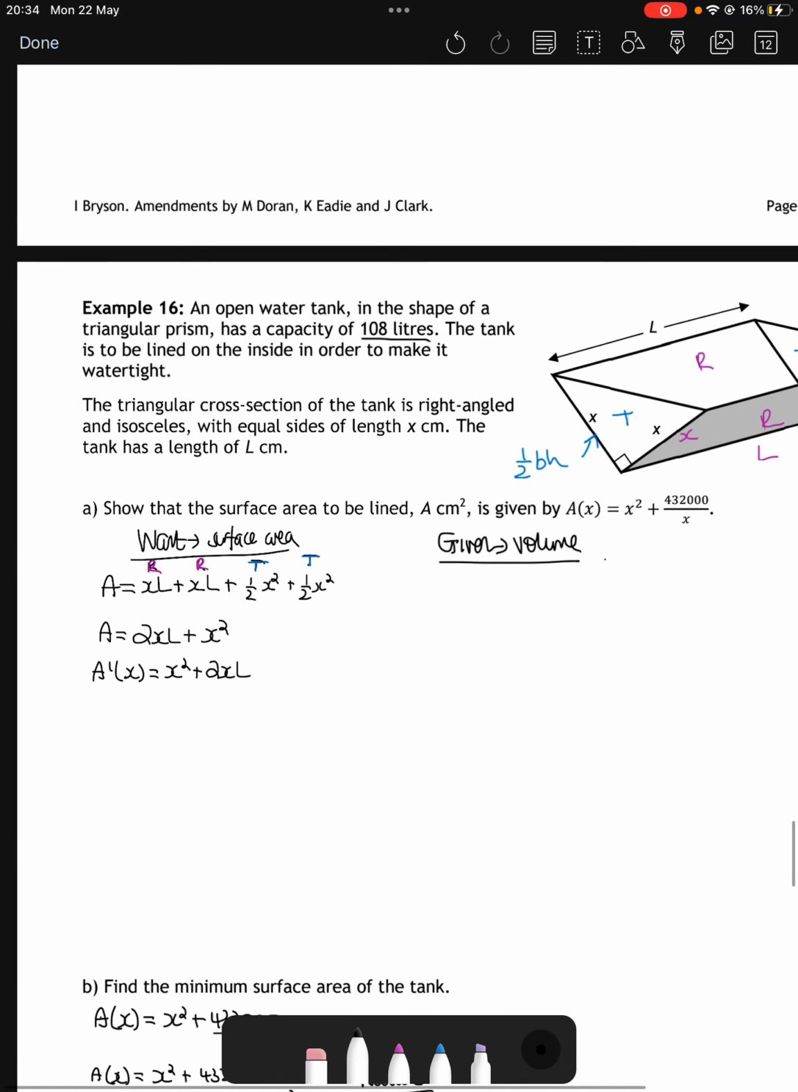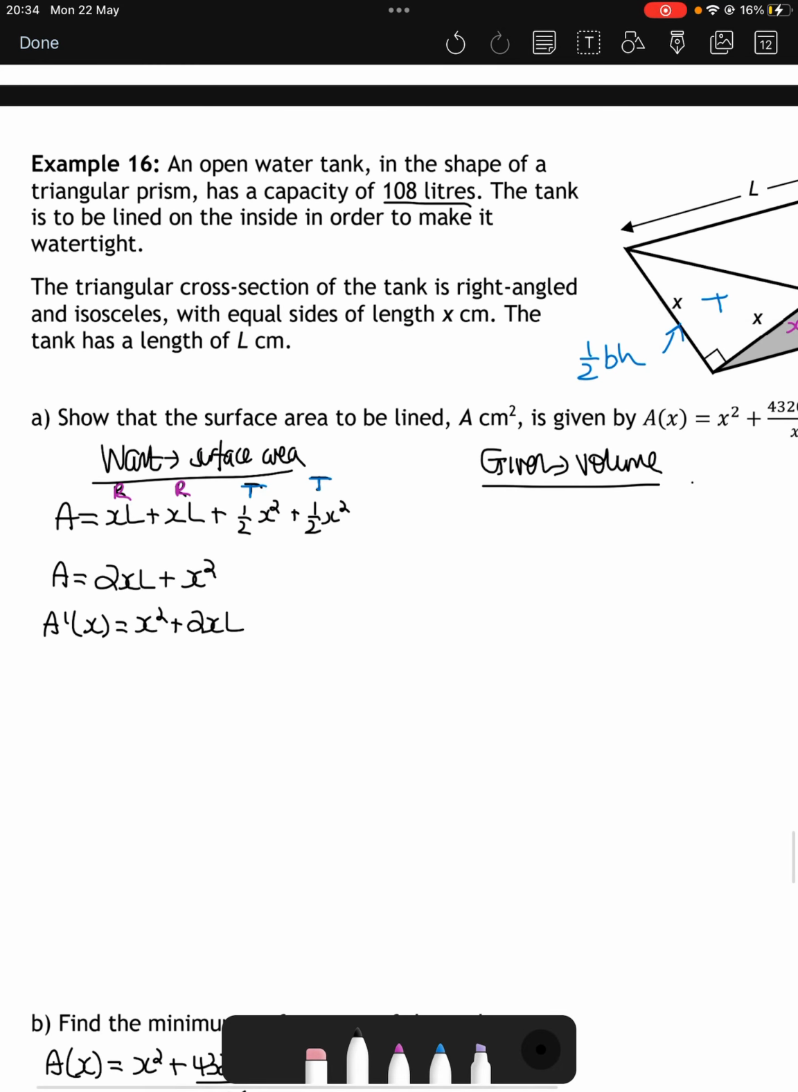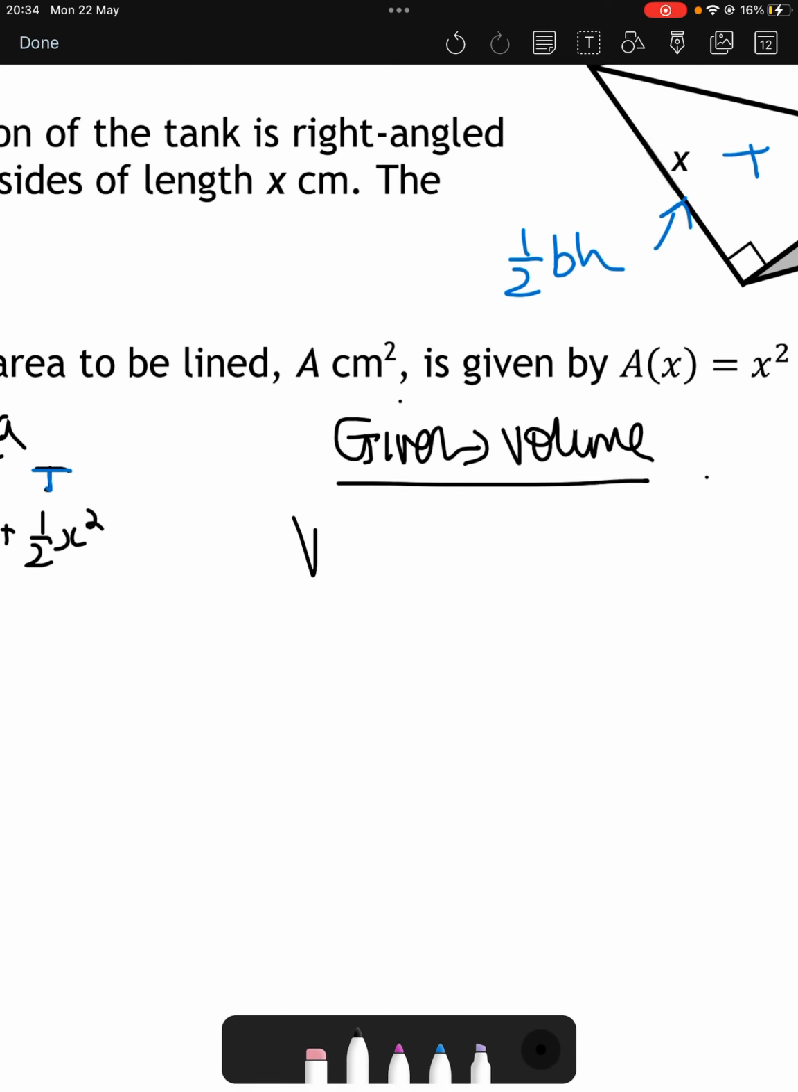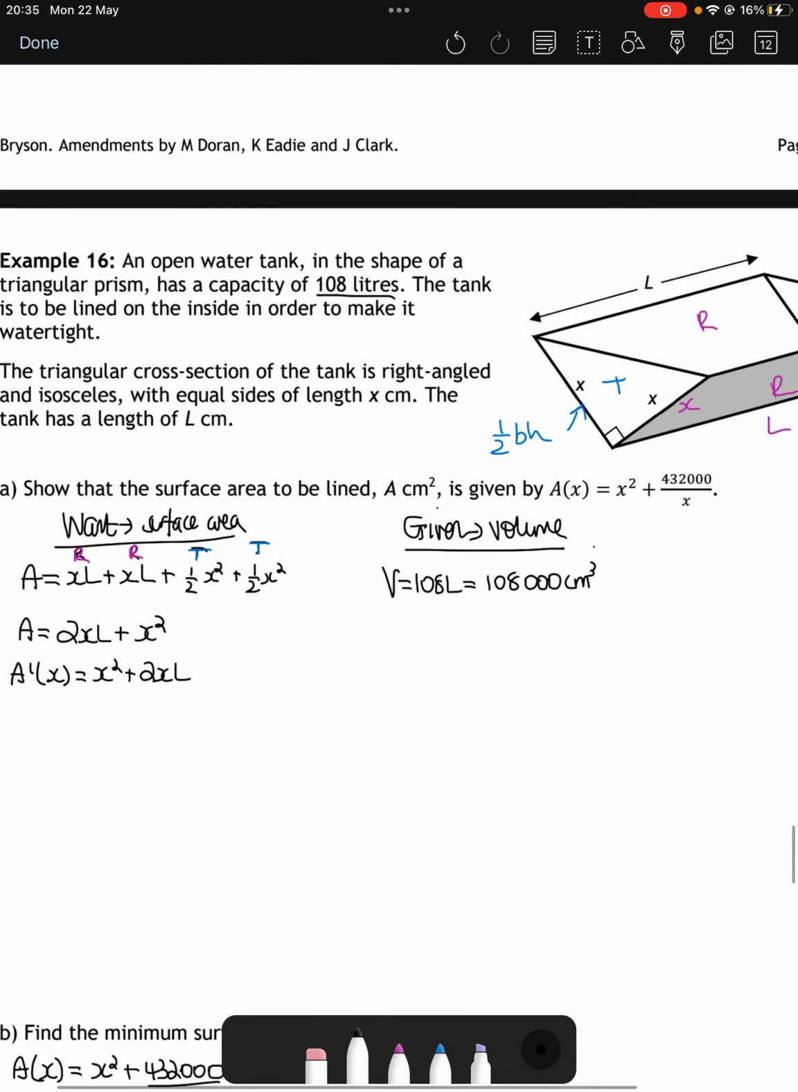So the first bit's a match. X squared plus something. But the issue is that we have an L here. We don't have an L in the answer. So we need to think about why they told us the volume. So they've told us the volume is 108 litres. Now, that in centimetres cubed is that, okay? Because obviously the rest of the question we're talking about in centimetres.